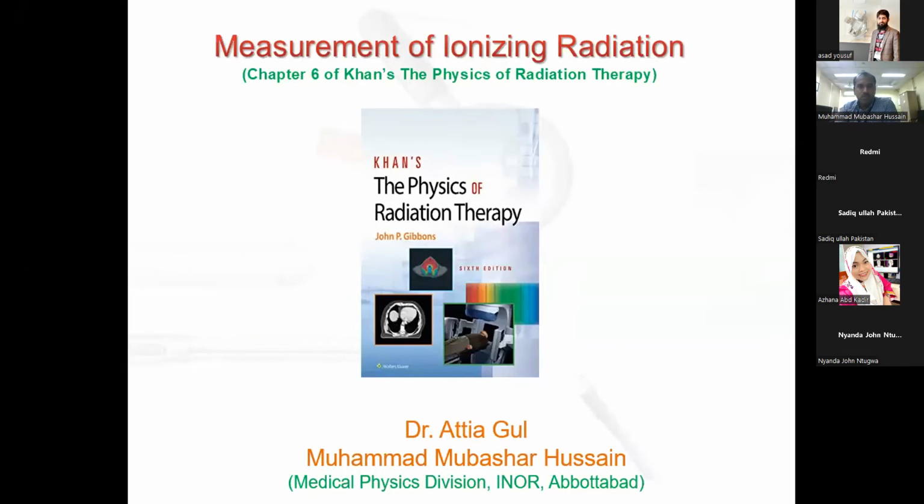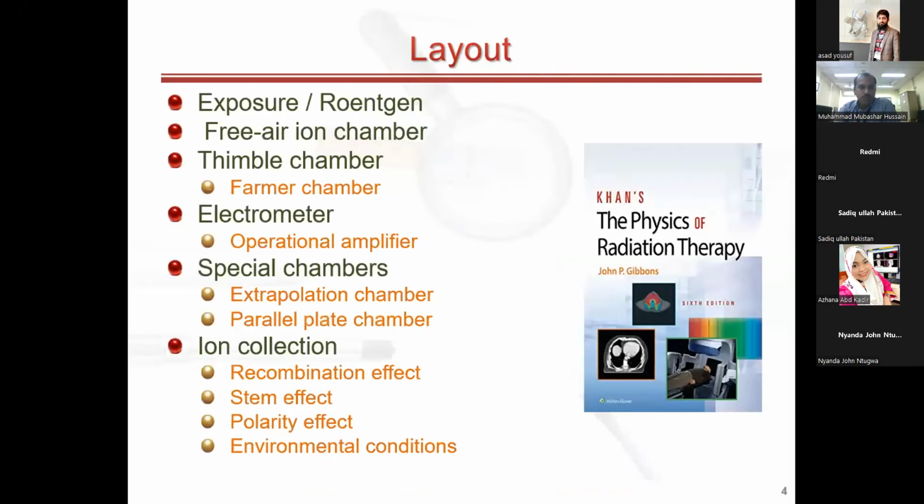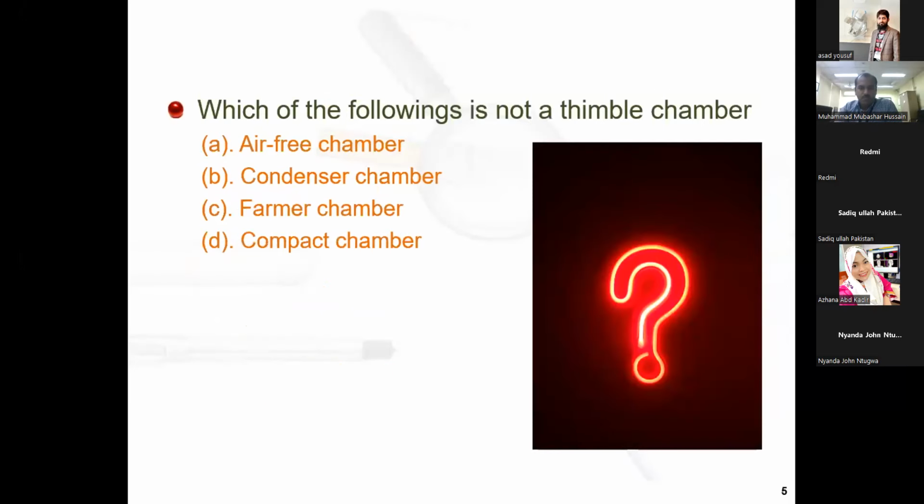So we are about to start with our topic, that is measurement of ionizing radiation. This will be the layout of the presentation. We'll discuss the initial work and the units introduced, that is exposure, Roentgen, free air ion chamber, thimble chamber. From thimble chamber onward, electrometer, special chambers, ion collection will be discussed by my fellow colleague, Dr. Attia. I will introduce her after the free air ion chamber discussion.